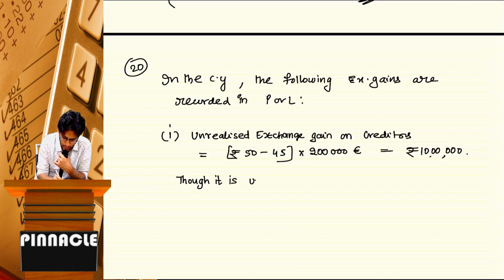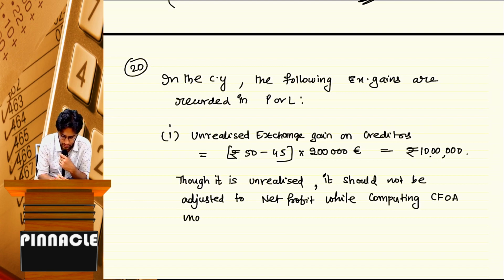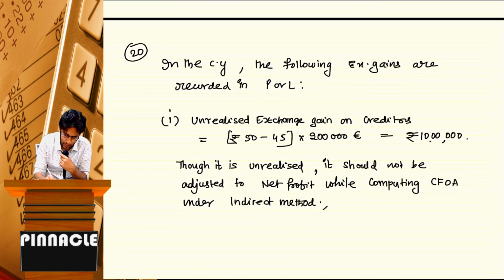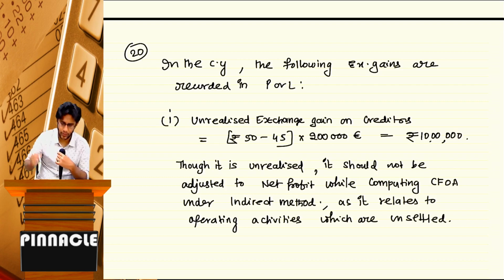Though it is unrealized, it should not be adjusted to net profit while computing cash flow from operating activities under indirect method, as it relates to operating activities which are unsettled. So 10 lakhs, minus చేయడం is not right sir. You should leave it like that.